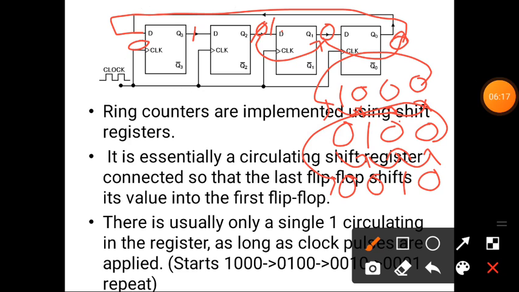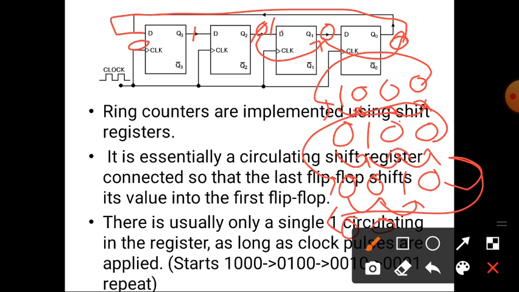On the next, fourth clock pulse, again this 0 will be shifted to here, then this 0 will be shifted to the next position, this 0 will be shifted to the next position, and this 1 will be shifted to this. Again on the fifth clock pulse, what will happen?